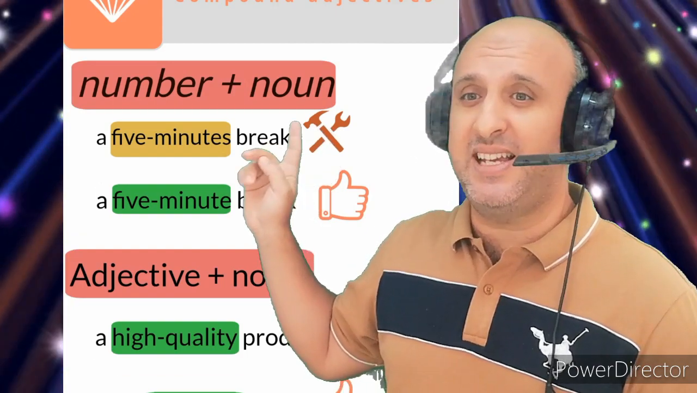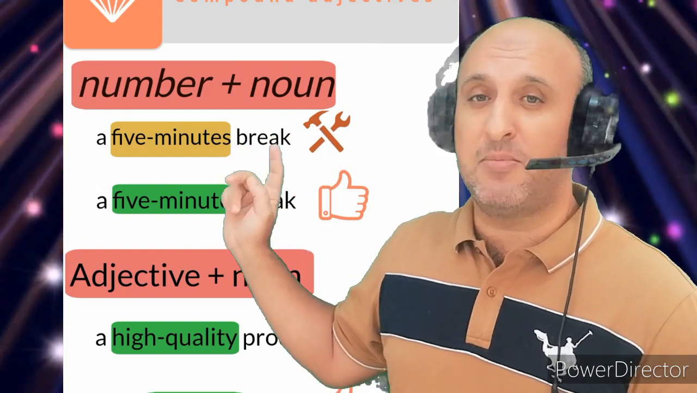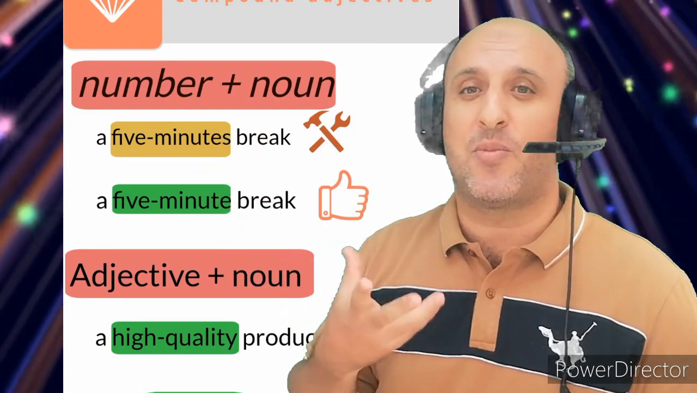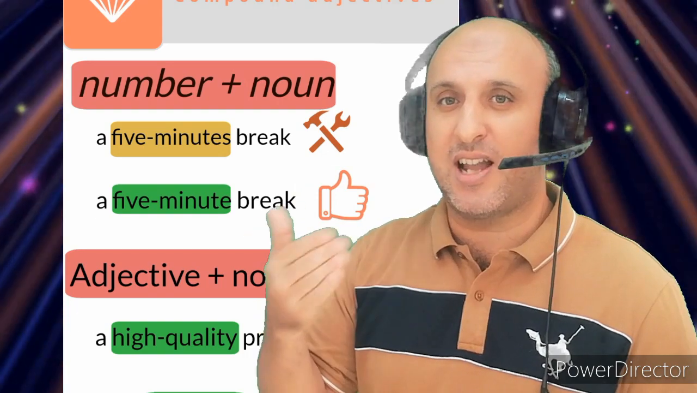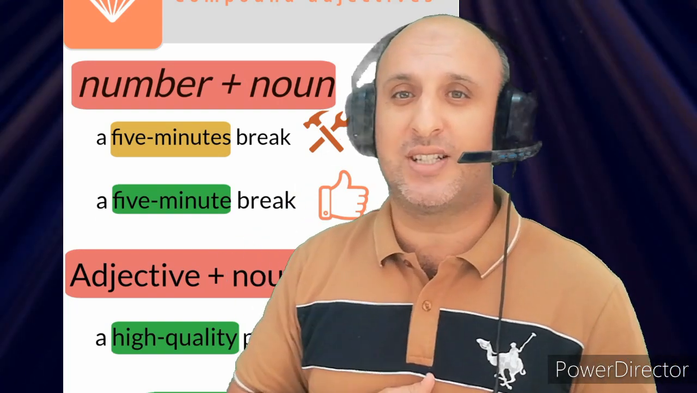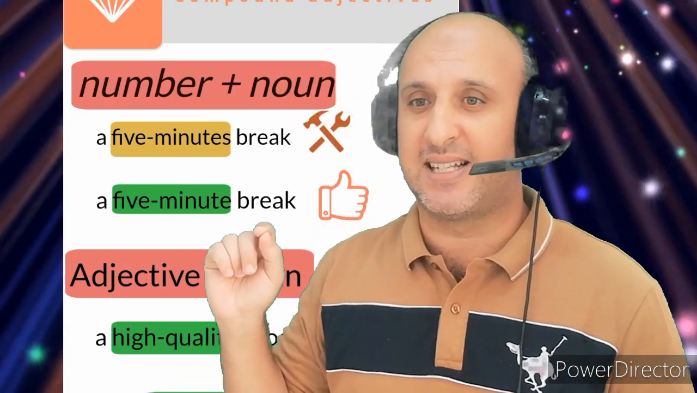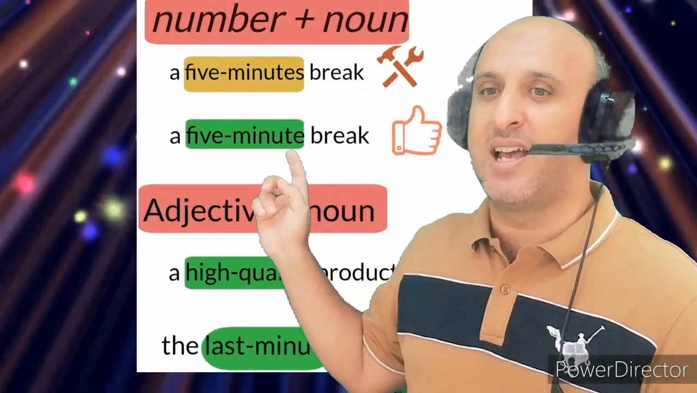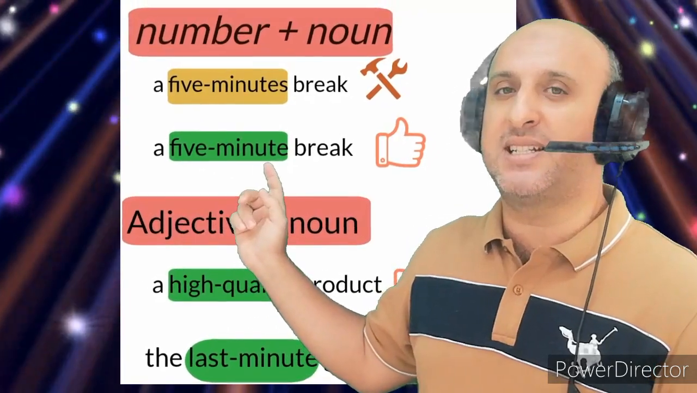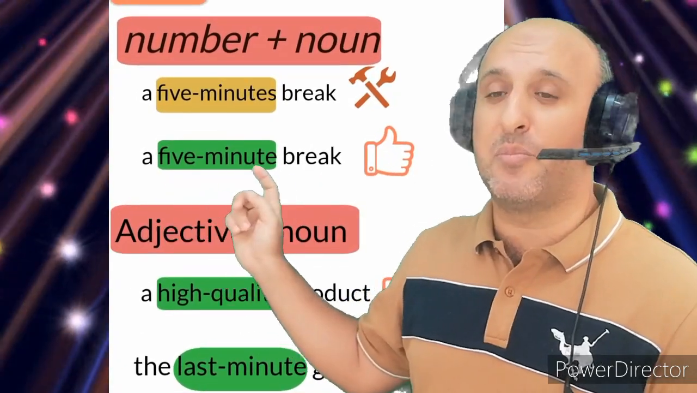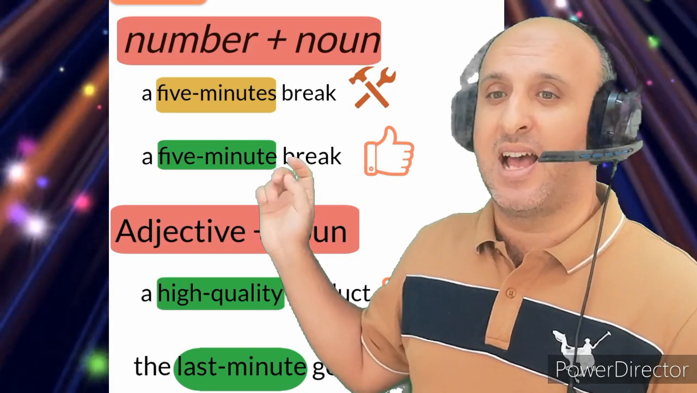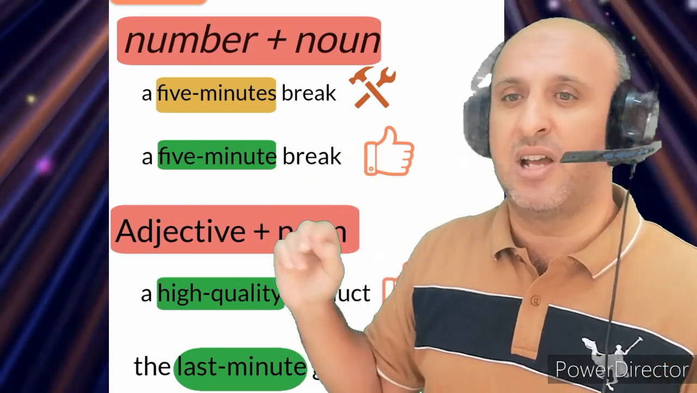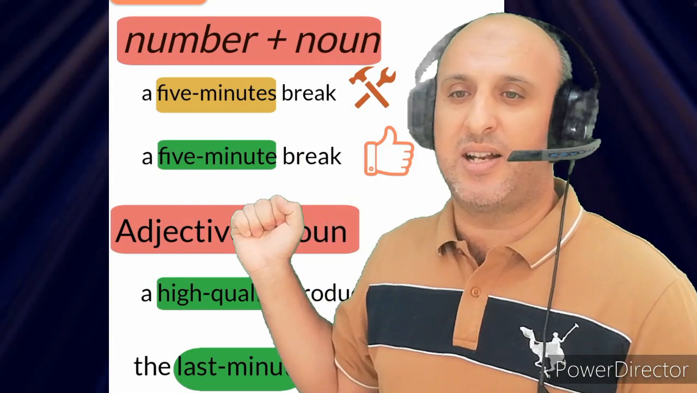What is the mistake? It is actually the s in minutes. When we speak about compound adjectives with numbers, the noun after the number should not be used in the plural. We don't put an s. So the correct one is what? A 5-minute break. A 5-minute break. We don't say 5 minutes break. And there is a little hyphen between the number and the noun.